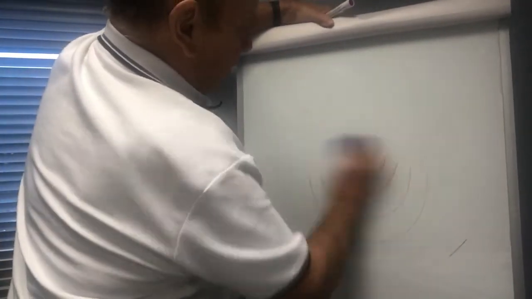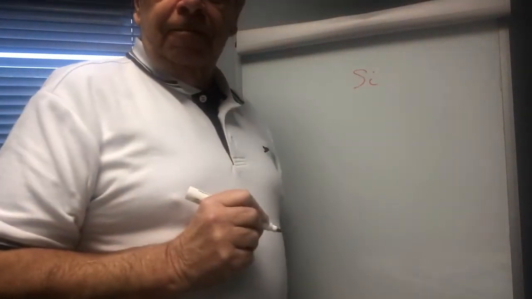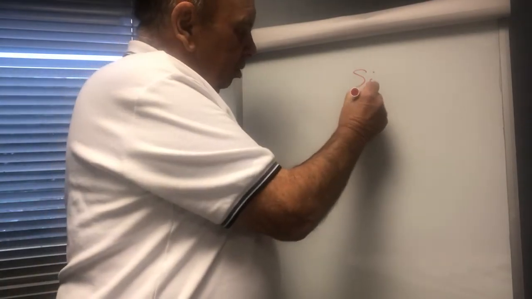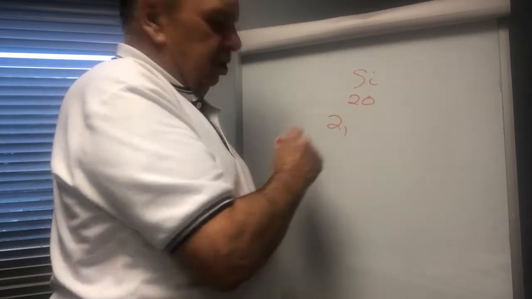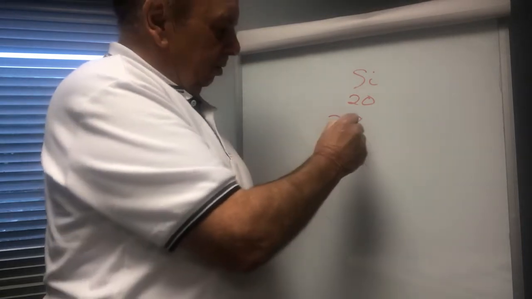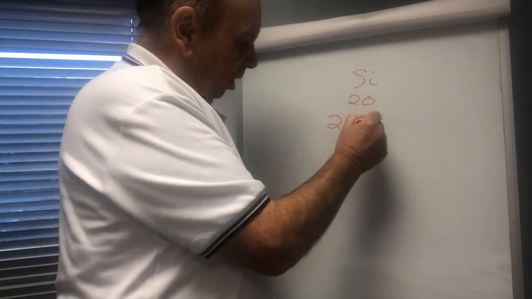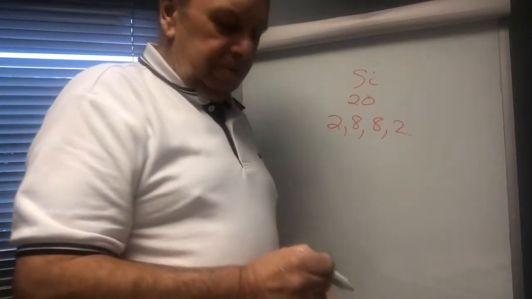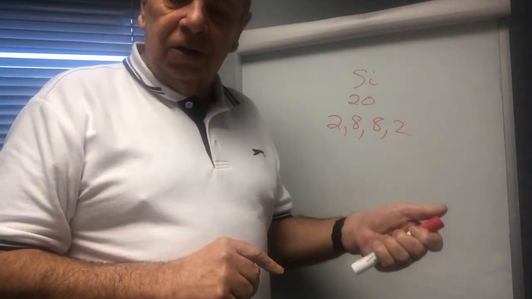Let's take another example. What is the electronic configuration of silicon? So silicon, atomic number 20. The first shell contains 2. The second shell contains 8. That's 10 so far. The third shell can contain 8, which leaves 2. So its structure would be 2, 8, 8, 2.